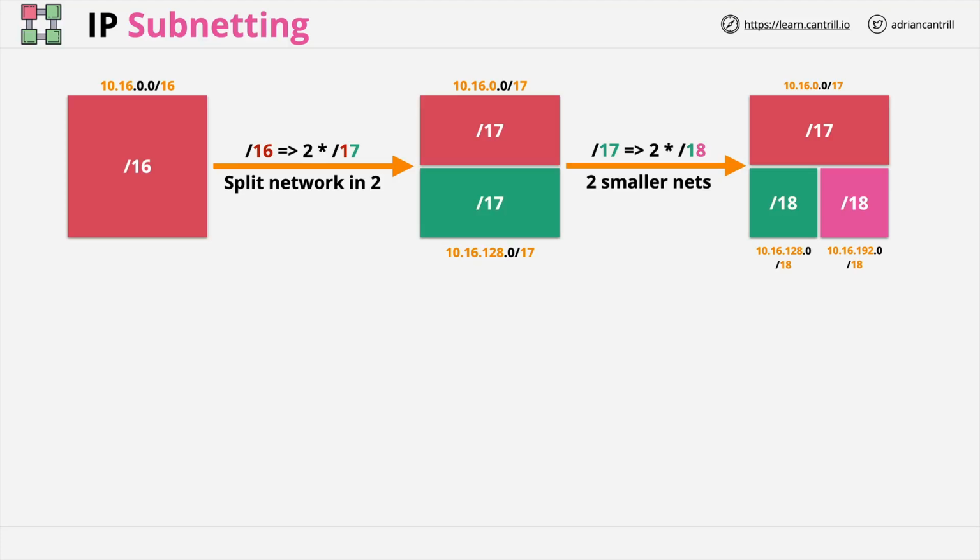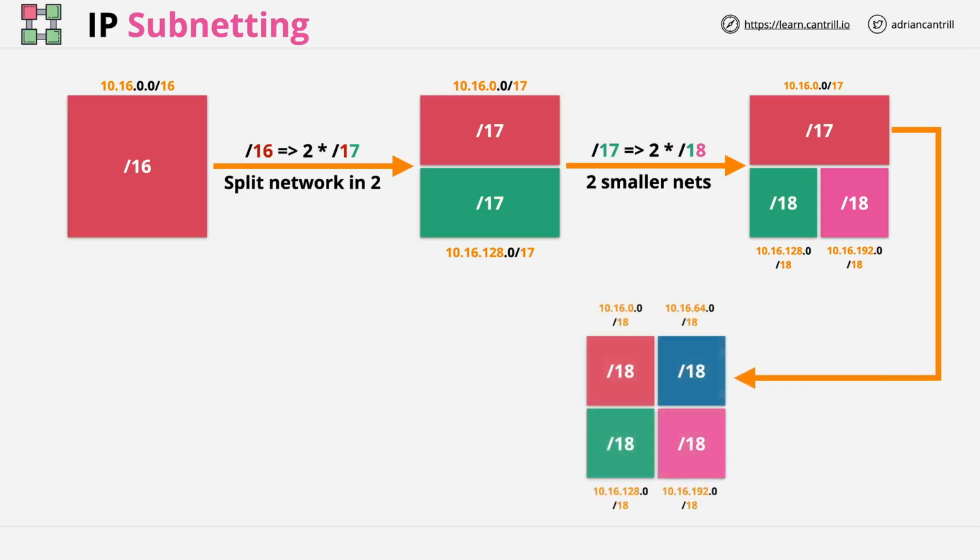We could follow the same process again. Remember, our target here is 4 subnets, so we can break down the top /17 network into 2 /18 networks. The upper left /18 network starts at the starting point of the previous /17 network, and it ends at the halfway point. The upper right /18 network starts at the midpoint and goes through to the end. So this is how subnetting and CIDR works.